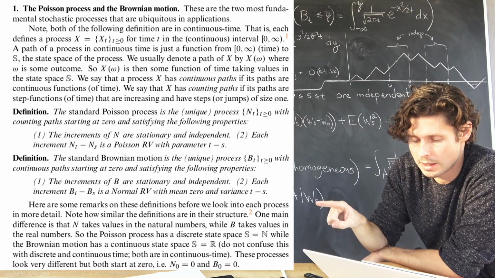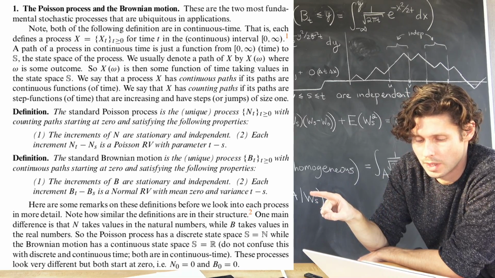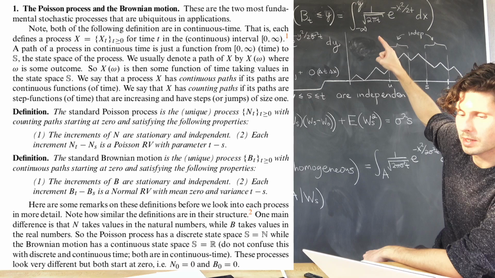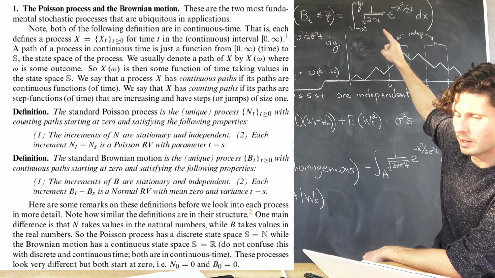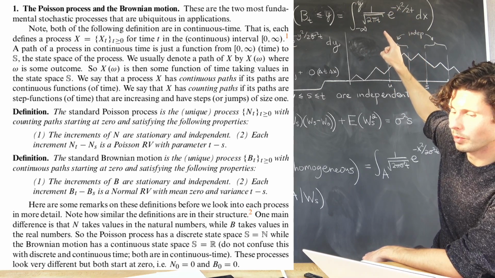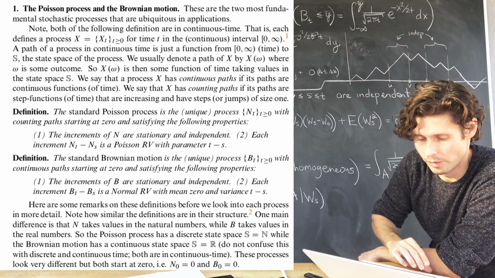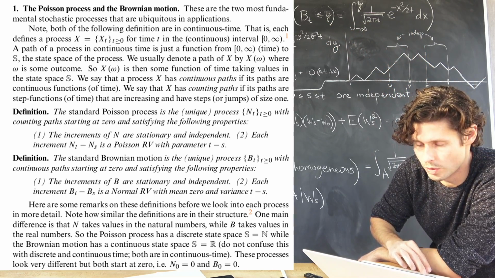So if you take s equal to 0 in this last part and apply the fact that B of 0 is equal to 0, we see that B of t is normally distributed with mean 0 and variance t, which is exactly what I've written here. This is the probability density of a normal random variable with variance t, and so integrating it up to the level y gives us the cumulative distribution function at y.